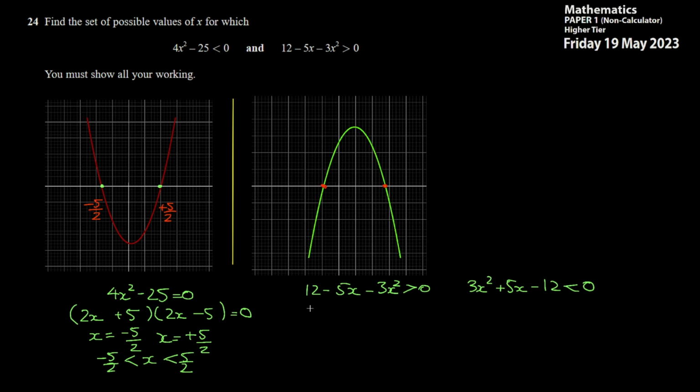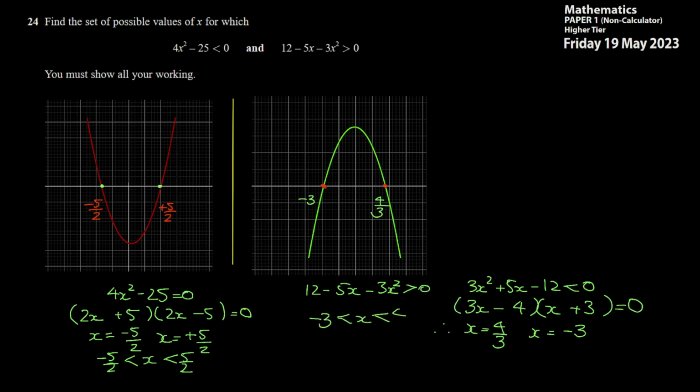We can now factorize this. If you do it, you get (3x - 4)(x + 3). And therefore I can say x is equal to 4/3 and x is equal to negative 3. So yes, my graph was a little bit wrong. This is x equals negative 3 and this is x equals 4/3. So our inequality is that our line is above 0. In other words, this section here, x is between -3 and 4/3.